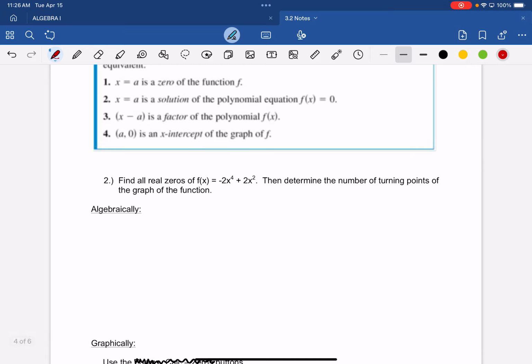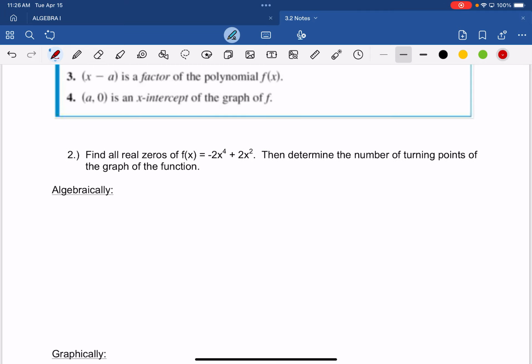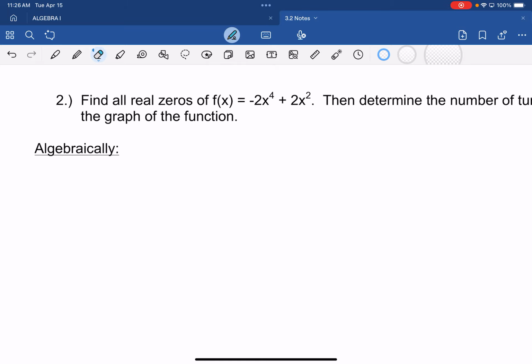Now, let's talk about finding this algebraically. This is where things start to become a little more difficult. It says find all real zeros of f of x equals negative 2x to the 4th plus 2x squared. Then determine the number of turning points, and graph the function. So, first step, we have to find our zeros, or our x-intercepts. How do I find zeros? We just did it on our test yesterday.